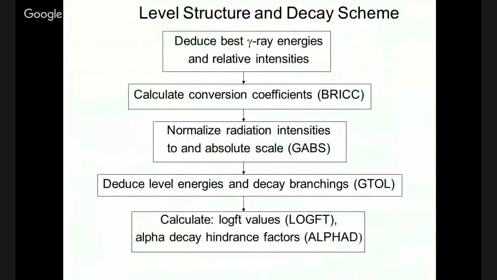So the level structure, let's put it all together. We deduce the best gamma ray energies and relative intensities. Relative intensities at the time being are obtained only by averaging. But in the future, we hope we could use this program of Rick Firestone to include the conservation of ratios. We calculated conversion coefficients with the program that Tibor Kibeti wrote. In the old days it was Hager and Seltzer. We normalized the radiation intensity to an absolute scale using GAPS, the program that I wrote.